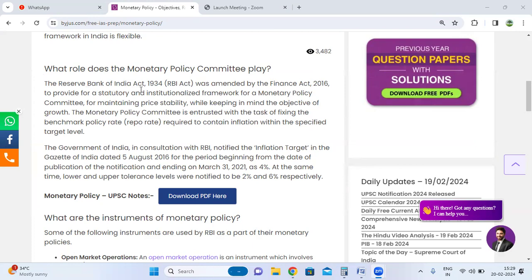The Reserve Bank of India Act of 1934 was amended by the Finance Act in 2016 to provide for a statutory and institutionalized framework for the Monetary Policy Committee. It provides a framework for monetary policy for maintaining price stability while keeping in mind the objective of growth.